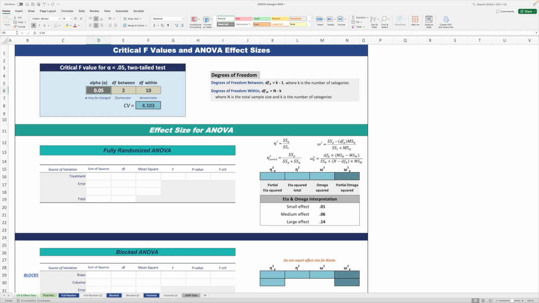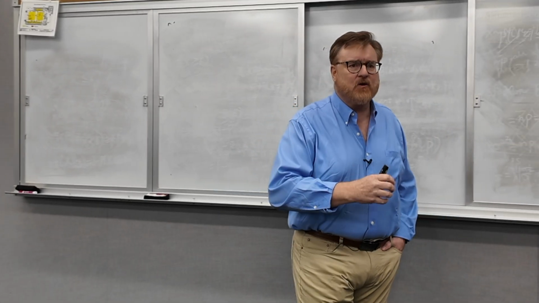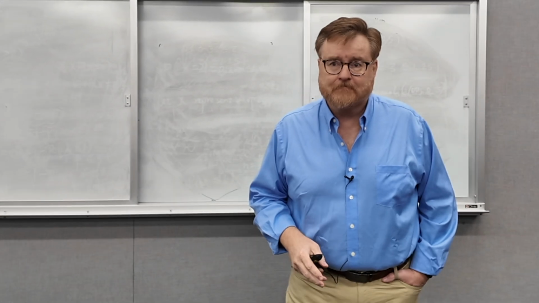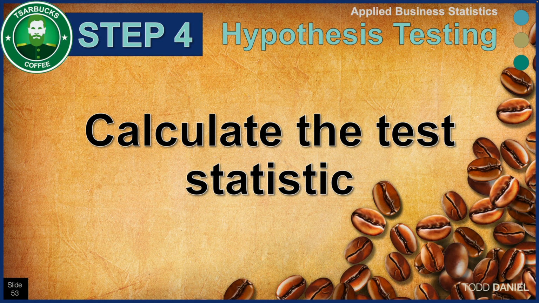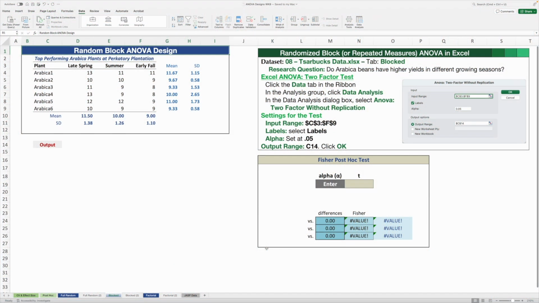With 2 and 10 degrees of freedom, the critical value is 4.103, and this is specific to the treatment effect. That's the one that we really want to know about. And with that, we are ready to calculate the test statistic. So for this, let's go back to our Excel spreadsheet.